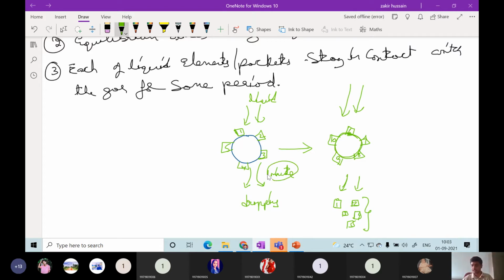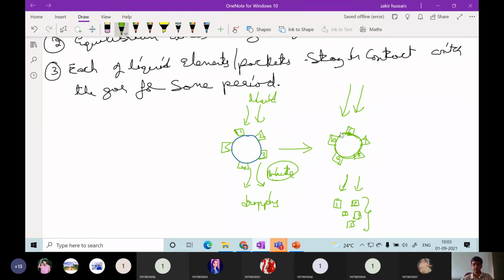For 1 minute also, within 1 minute, all the packets 1, 2, 3, 4, 5 will be dropped to the bottom, and the remaining 6, 7, 8, 9, 10 will be occupying that bubble. These three are the assumptions. Is that clear? This theory?